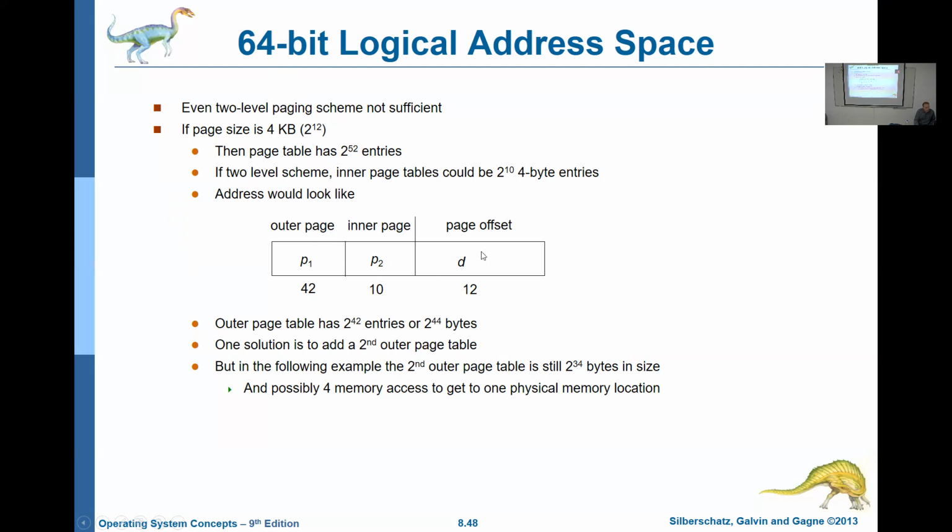So in a one-level scheme, we would have that many. But if it's a 2-level scheme, then the inner page table could be, here he writes, 2 to the 10, and that's all the space that there is. 4 byte entries. You can't fit more than that. Okay, look what he's saying here.